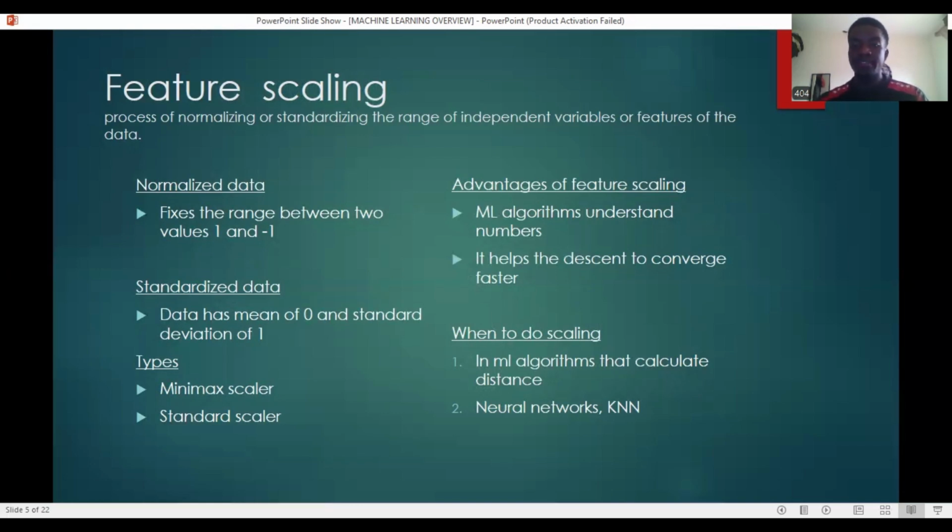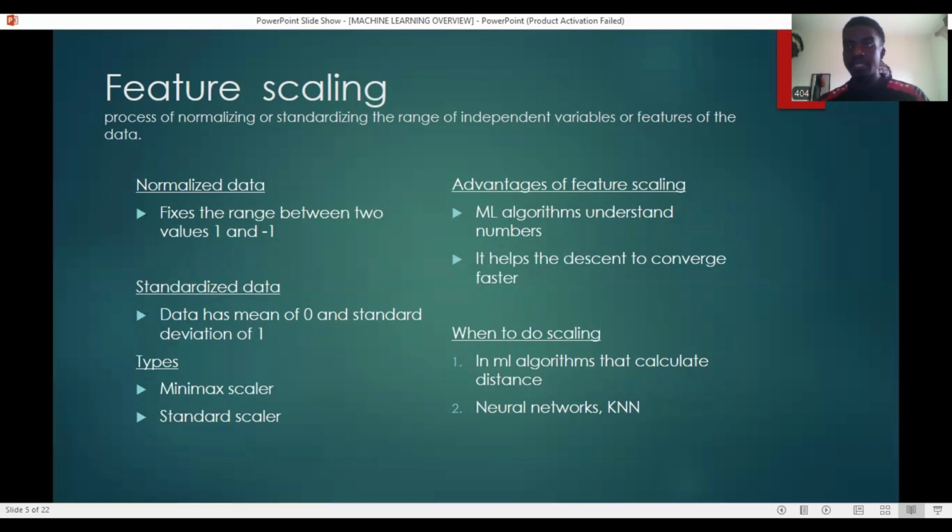Advantages, you can see you have various advantages, and we know ML algorithms basically understand numbers, so it is because of this feature scaling that we shall be giving them numbers. And then we do scaling when calculating distance and in neural networks.